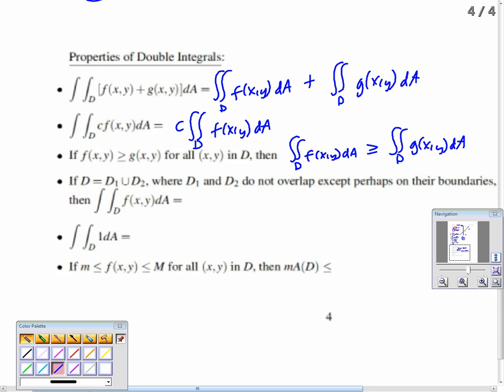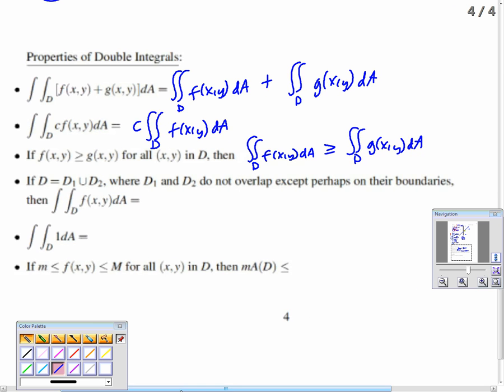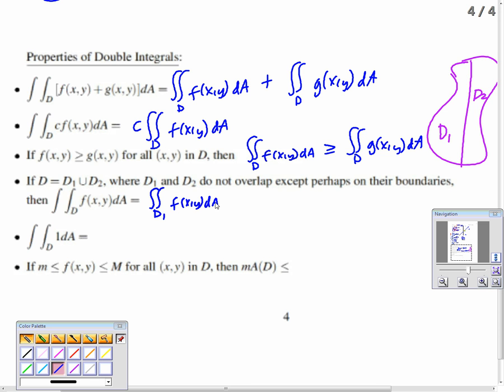Okay, so if D is a union of two regions D1 and D2, where they don't overlap except perhaps on their boundaries, so I have something like this. Maybe that's D, and this is D1, this is D2. Then the integral over D is going to be the integral over region D1 plus the integral over region D2.